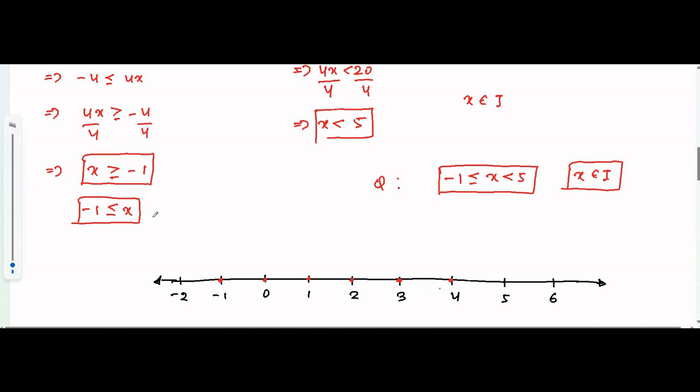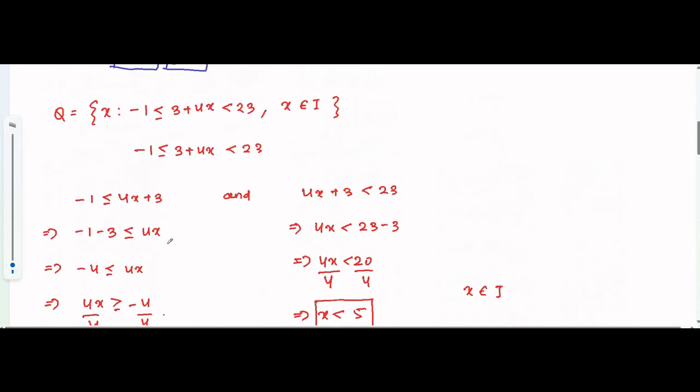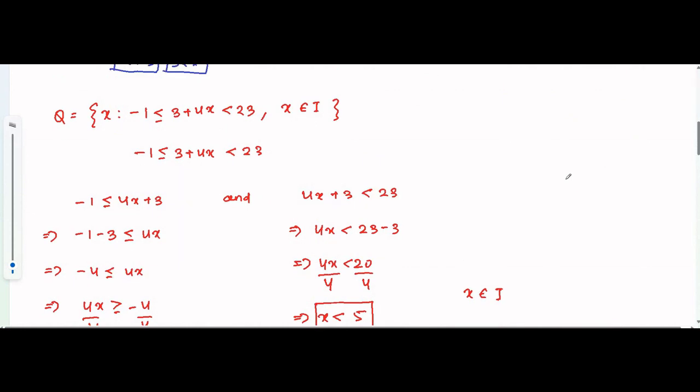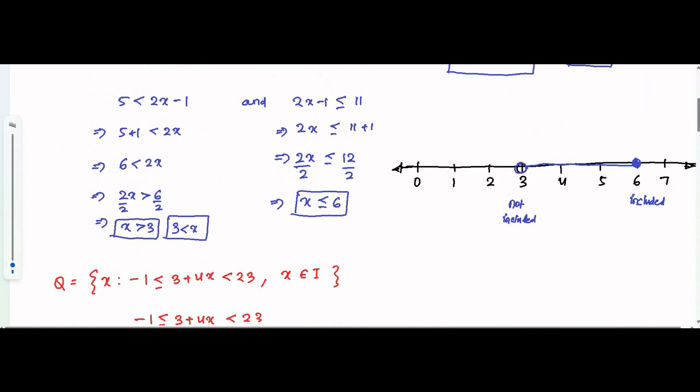So this is the solution on the number line for this condition, minus 1 lesser than equal to x lesser than 5. Distinct integers, not real numbers, so there is no solid line here. Then we have to find the common values for P and Q. This is P and this is Q.